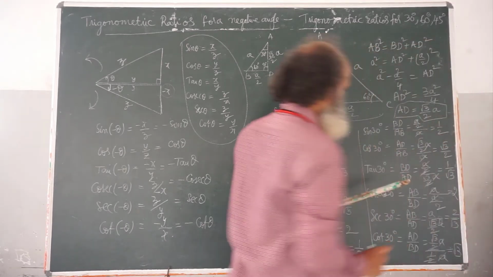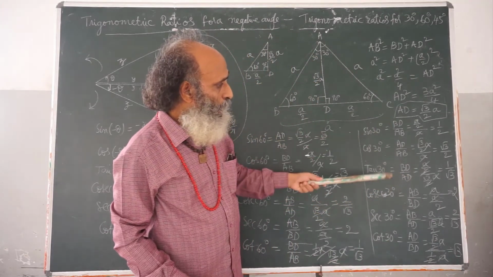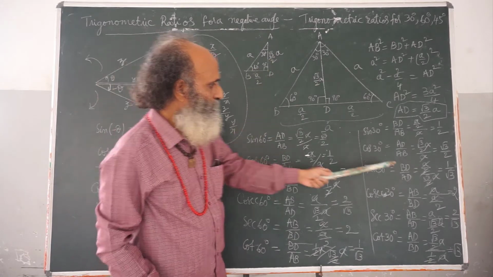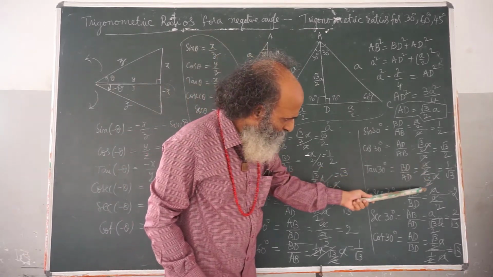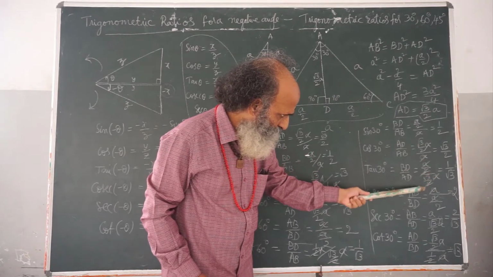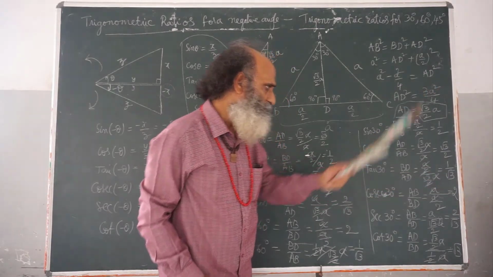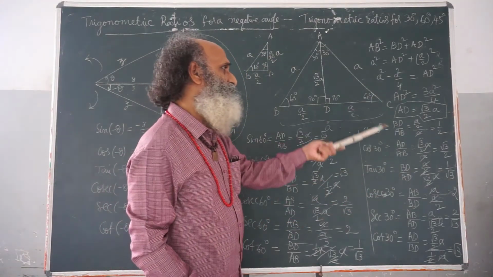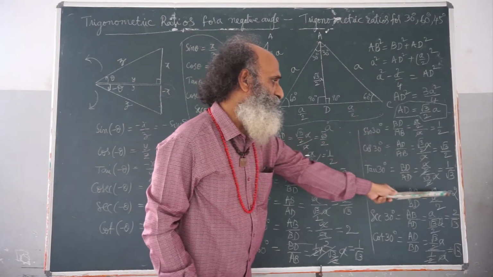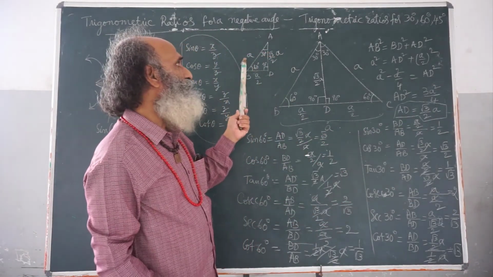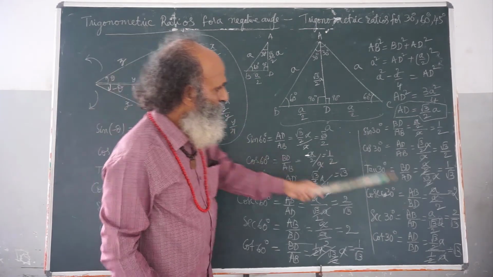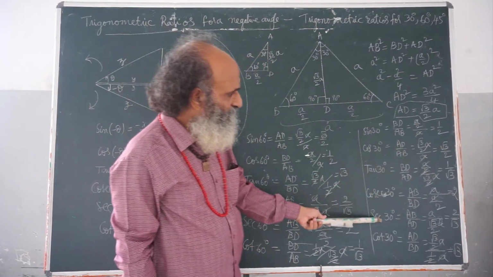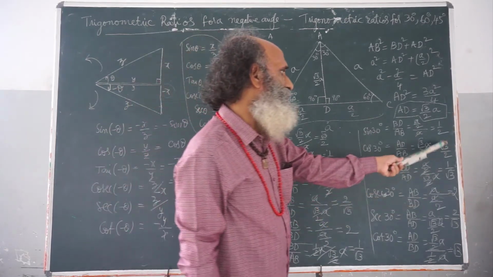And tan 30. Tan 30 is opposite side by adjacent side. BD by AD. So A by 2 by root 3 by 2 A. A got cancelled, 2 cancelled, so 1 by root 3. Tan 30 is always 1 by root 3. Next, cosecant 30. Cosecant 30 is the reverse of sin 30. Sin 30 is 1 by 2, cosecant 30 is 2. But logically, hypotenuse by opposite side, A by A by 2, A cancelled, so it is 2. Secant 30 is 1 by cos 30. Cos 30 is root 3 by 2.